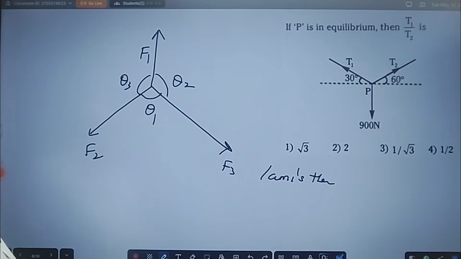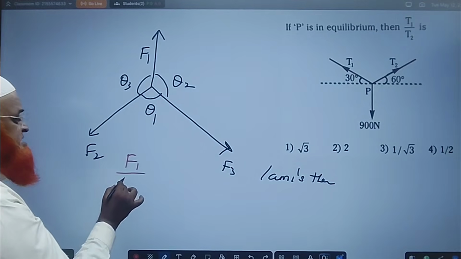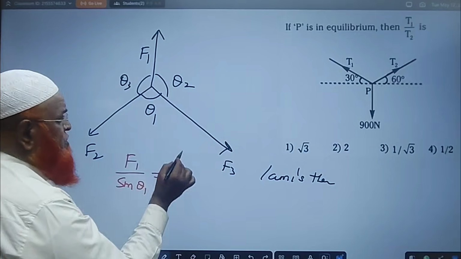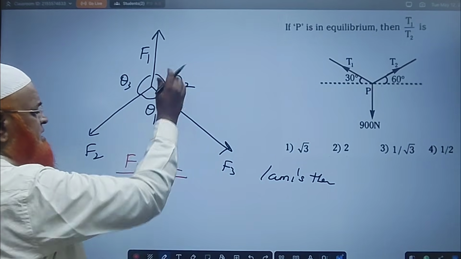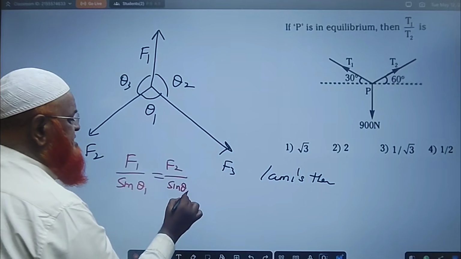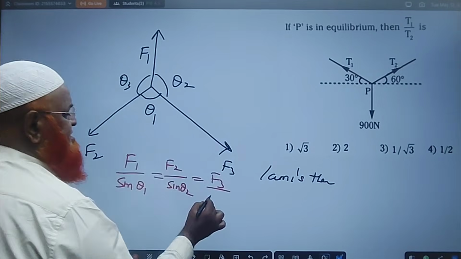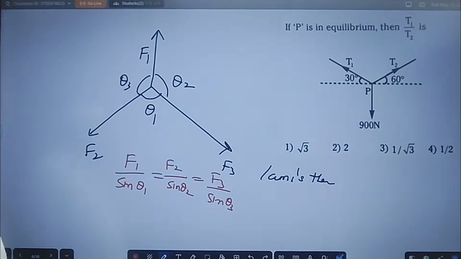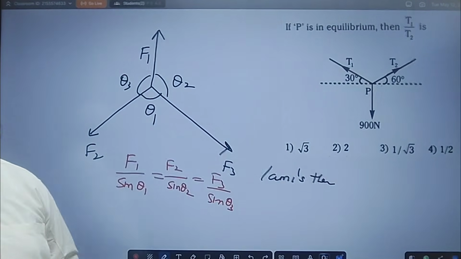So Lami's theorem says that force F1 divided by the sine of the angle opposite to it, next, force F2 divided by sine theta2, the angle opposite to it, and the force F3 divided by the sine of its opposite angle, sine theta3, are all equal. This is Lami's theorem. By using this theorem, you can solve that problem.